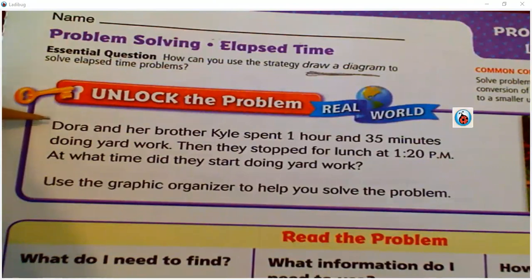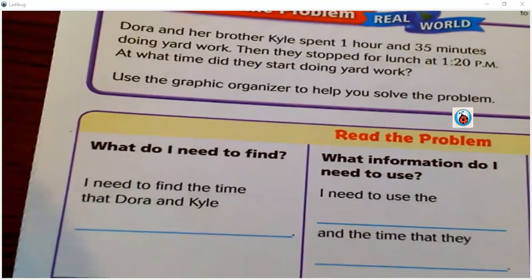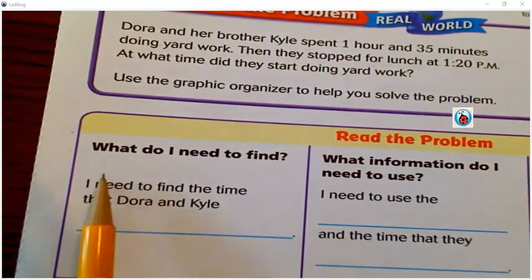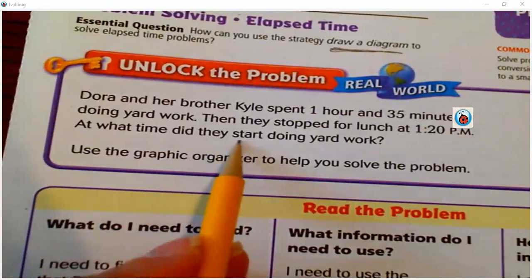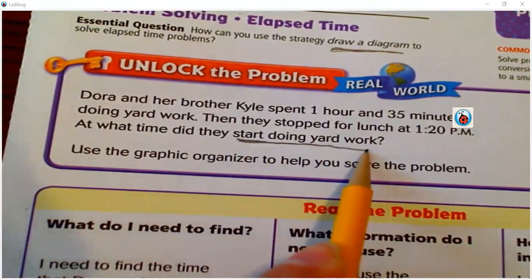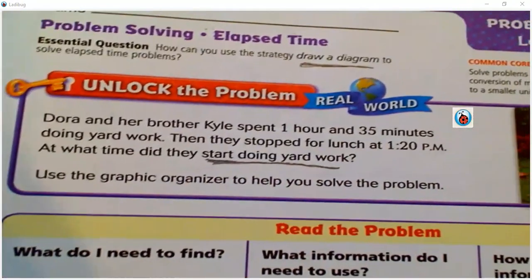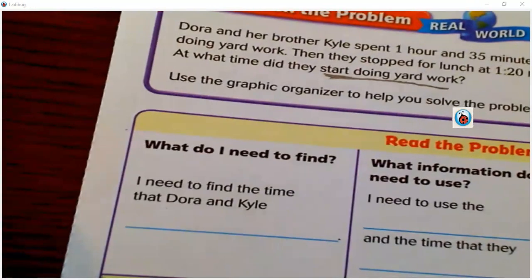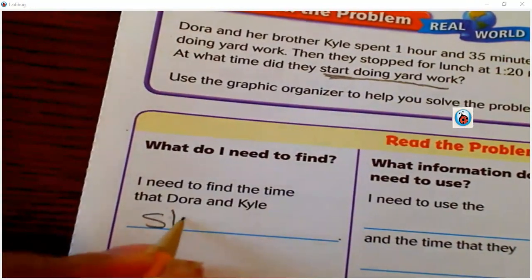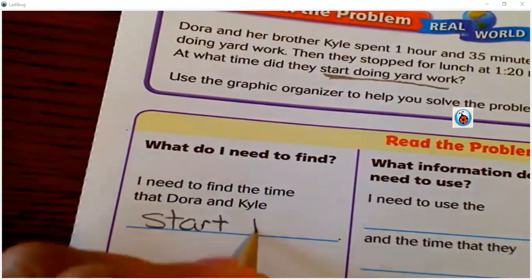So again, let's dig into this problem. What do I need to find out? Well, I need to find out what time they started doing their work. That's what I'm looking for. What time did they start? So I'm looking for their start time.